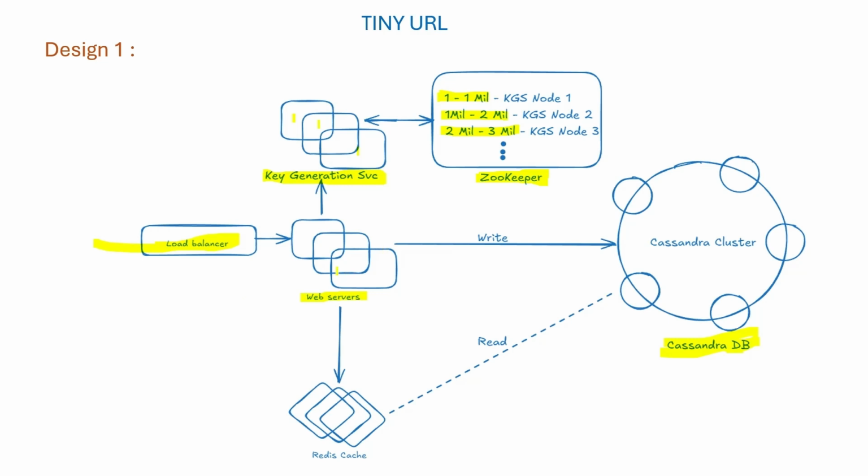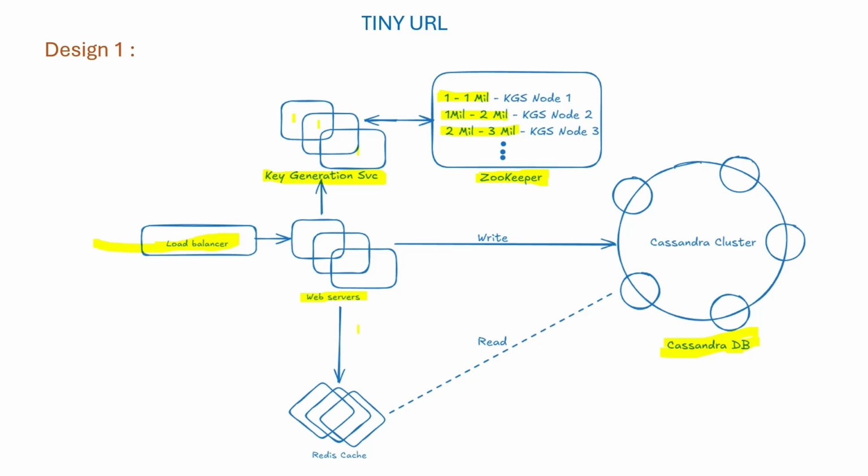Once the web server acquires the unique base 62 string, it will then write into the DB. The DB write will directly happen on the Cassandra DB instead of the read cache, instead of the Redis cache. All these short URLs, long URLs, created time, and expiry time, along with other details, would be stored in Cassandra.